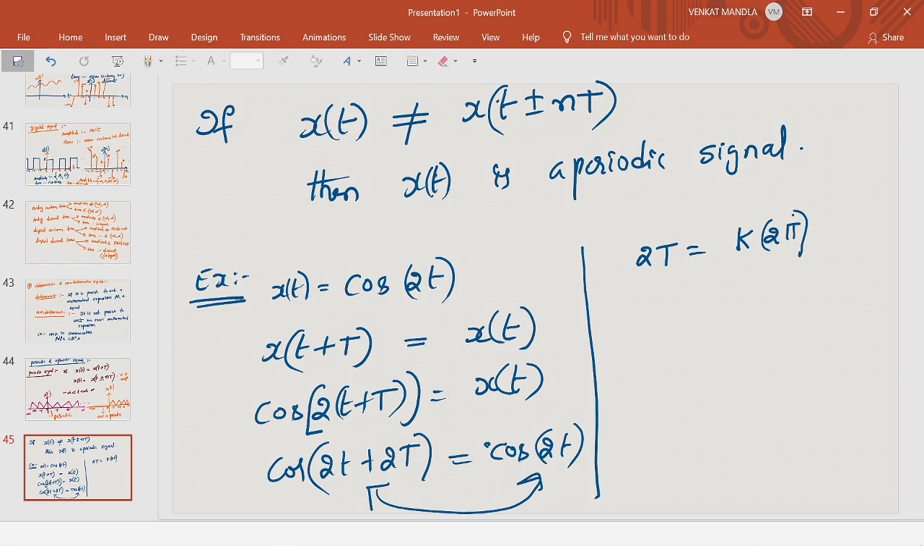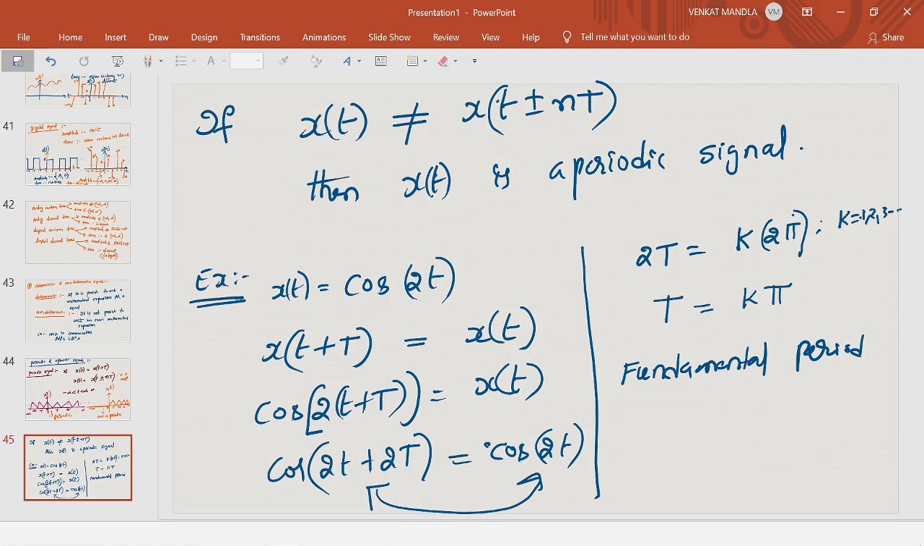So the period of the signal is T equal to k times pi, and I want to find out the fundamental period. The fundamental period is the least value of k. Here k is 1, 2, 3 and so on. If you substitute k equal to 0, cos 2t equals cos 2t, so you won't get some other signal. So k equal to 1, 2, 3 and so on.